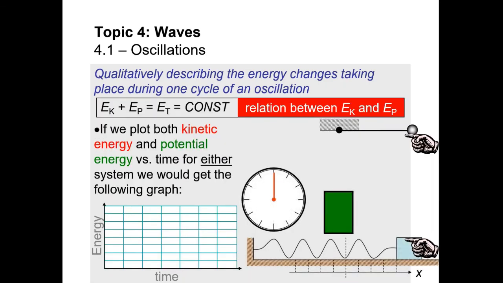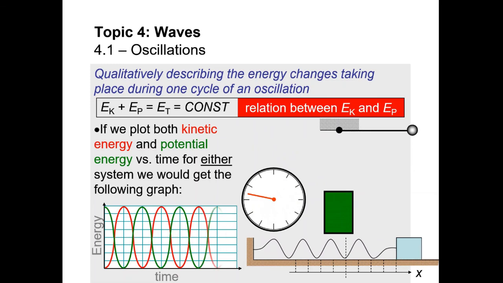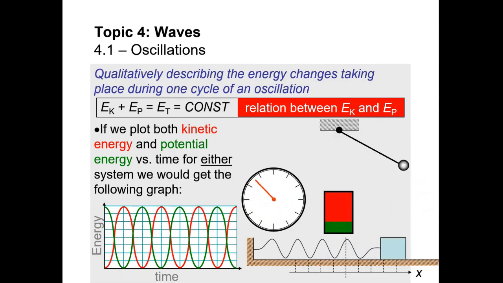If we plot both kinetic energy and potential energy versus time for either system, we would get the following graph. Green represents potential energy and red represents kinetic energy, and total energy is constant.